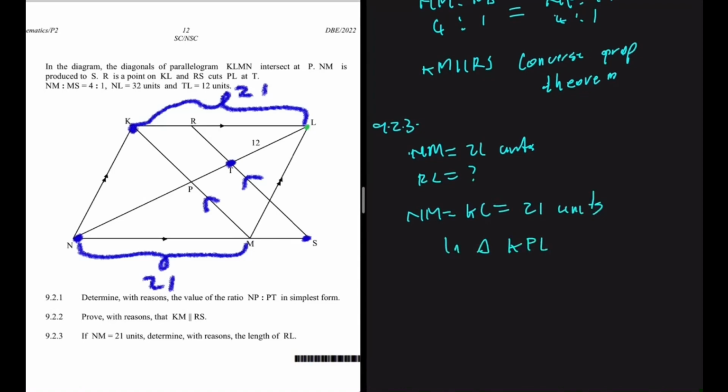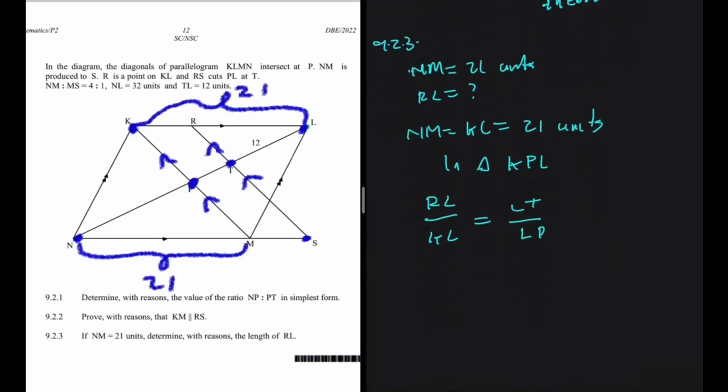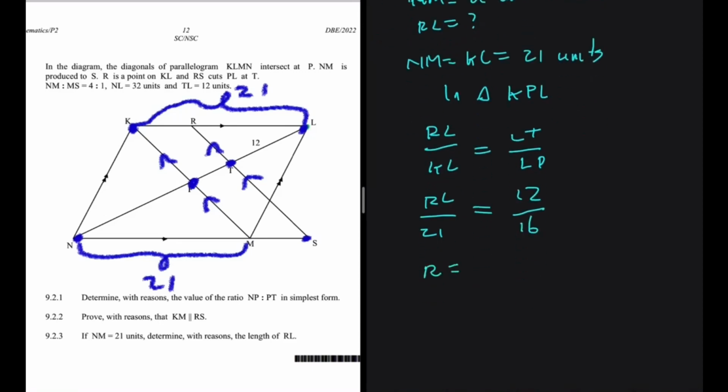So we are interested in this triangle KPL. These two lines are parallel, let's not forget. So we can say that RL divided by KL is equal to LT divided by LP. So we're looking for RL. We know that KL is 21, and LT is 12 units, and LP is 16 units. So RL will be equal to 21 multiplied by 12 divided by 16, which is equal to 15.75 units.